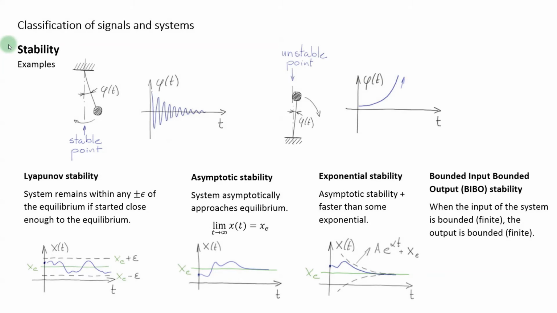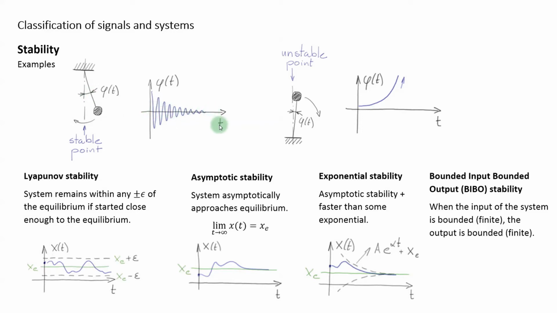Yet another way how to classify systems is to distinguish between stable systems and unstable systems. First, I will illustrate on some examples. Here I have an example of a stable system. It is a pendulum that is fixed at this point, and here is some mass that can swing back and forth. In real life, this swinging will not continue indefinitely, but the pendulum will slow down and it will come to this stable point. When I plot the angle of the pendulum over time, I can get something like this.